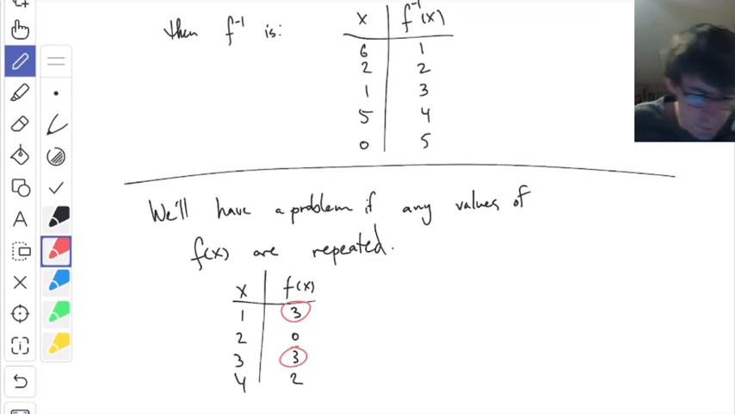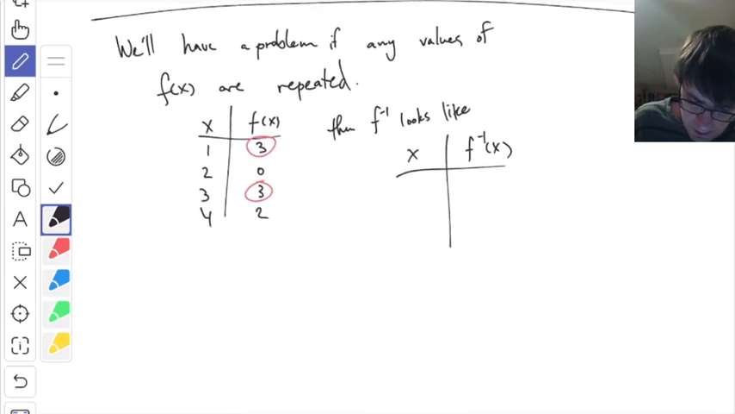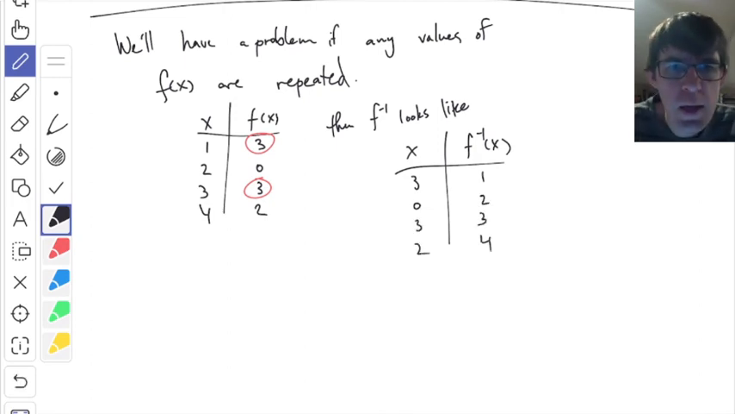If I try to build the inverse, then f inverse looks like, well, I'll just do the same thing. X, f inverse of x, and I read all the columns backwards, so this will say 3 and 1, 0 and 2, 3 and 3, 2 and 4. Can anybody say, what's the problem with that? I just did the same thing. The fact that that 3 is being repeated actually is an issue here.